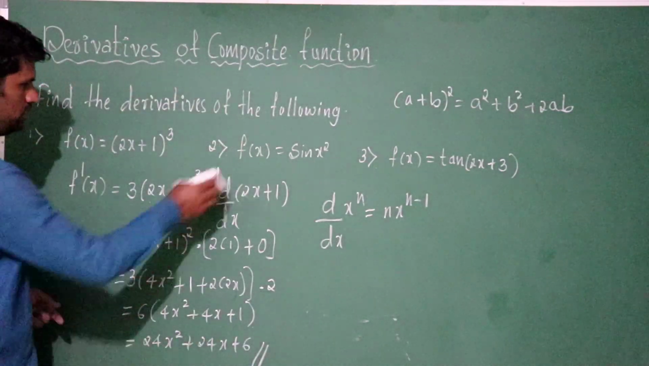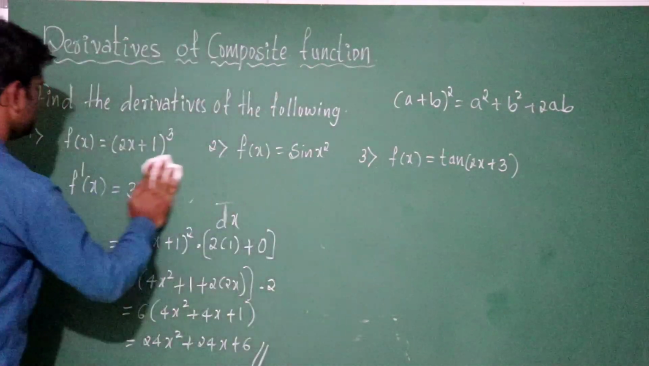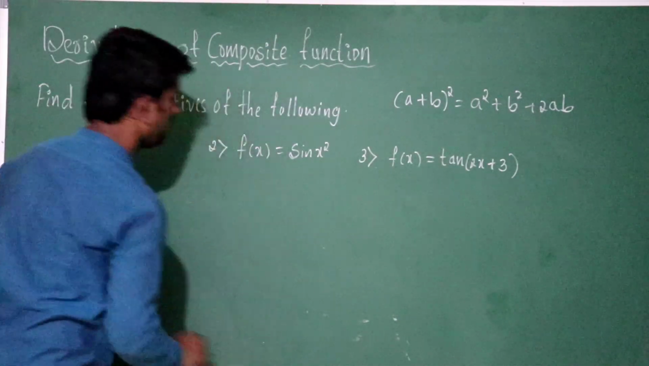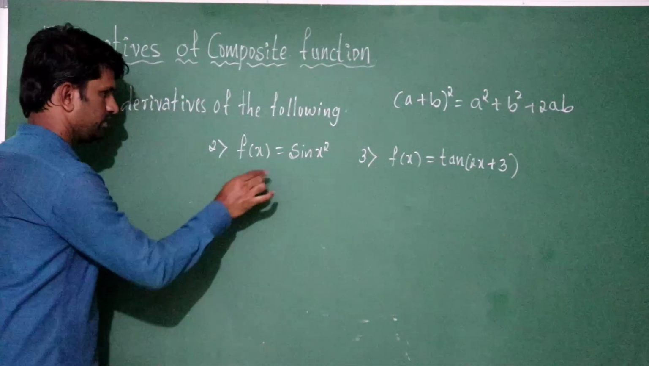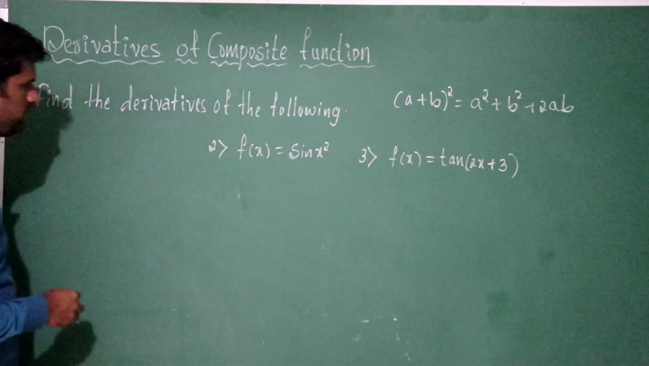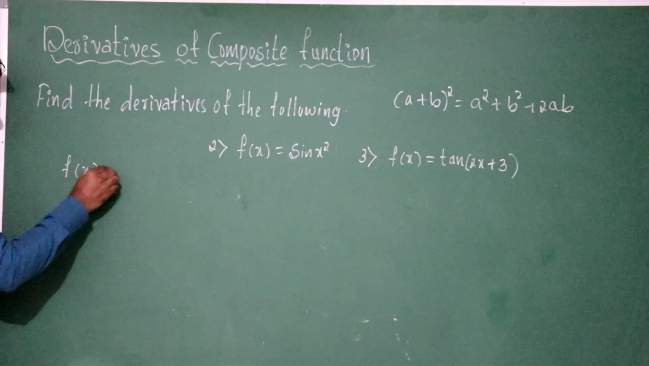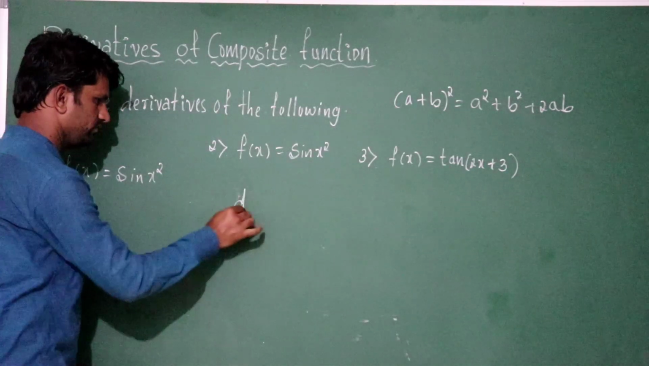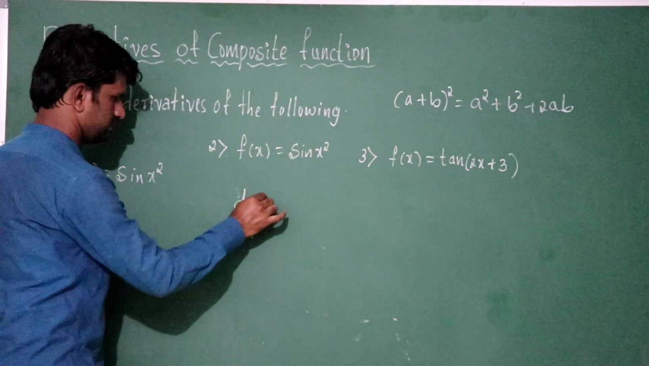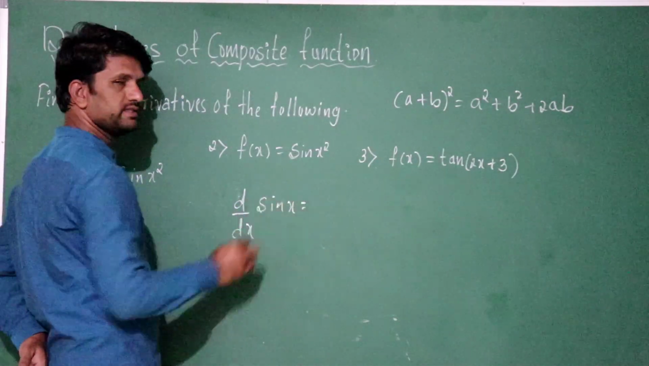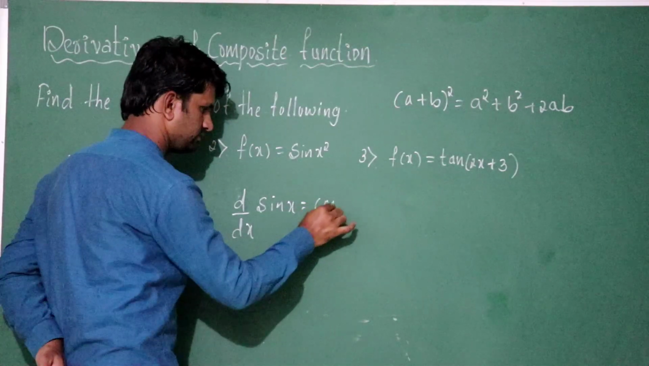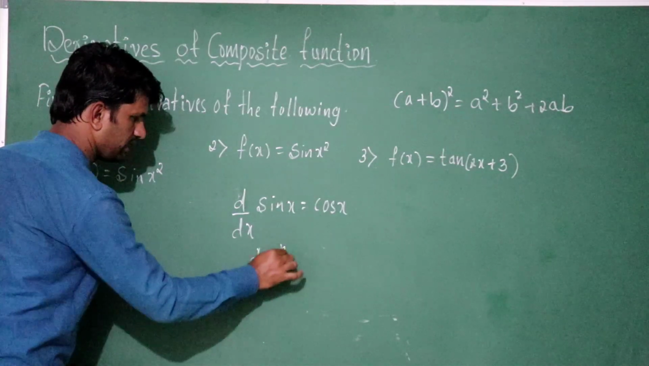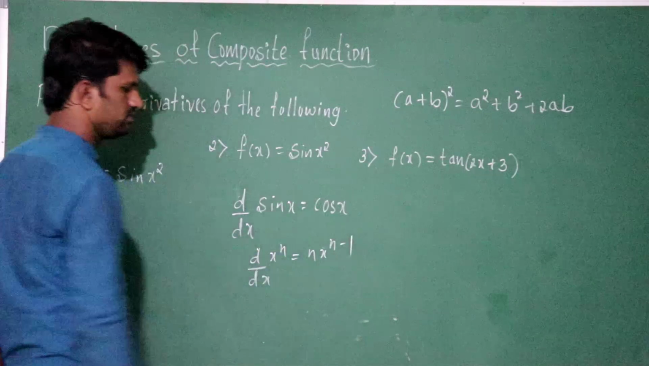Okay, let us check one more example we have on the board here. Let us solve that. To solve this example, what is given here? f of x is equal to sine x square. We know that d by dx of sine x, the differentiation of sine x, is cos x. And we are using one more formula here, that is differentiation of x raised to the power n, which is equal to n x raised to the power n minus 1.